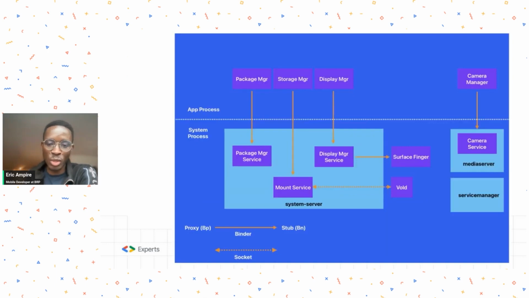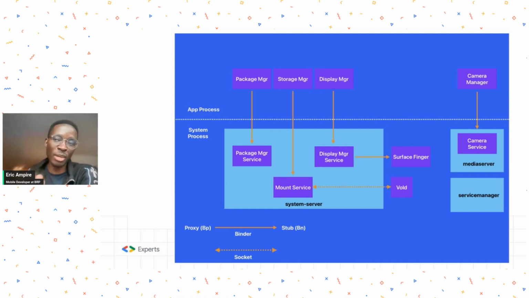So basically, we can have something like this. On the top, we have the application process, the process in which our application will be running. And inside that process, we can have direct access to different kinds of managers based on the service that we want to provide to the user. We can have the package manager, the storage manager, the display manager, and so on. And those managers delegate all the tasks that we want to do to the particular service.